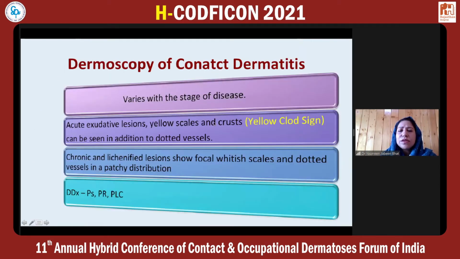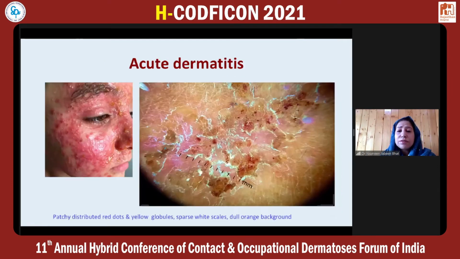The dermoscopy of contact dermatitis actually varies with the stage of the disease. In acute exudative lesions, we see mainly yellow scales and crust, what we also call the yellow clot sign, in addition to red dots. In chronic and lichenified lesions, we see focal white scales and dotted vessels in a patchy distribution, and the background color is more whitish. With this, we can differentiate it from other inflammatory dermatoses like psoriasis, pityriasis rosea, and pityriasis lichenoides chronica.